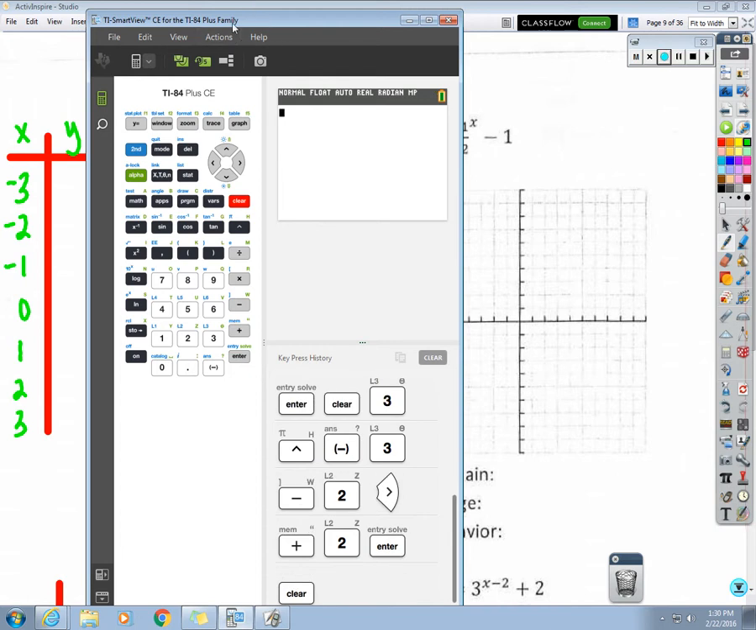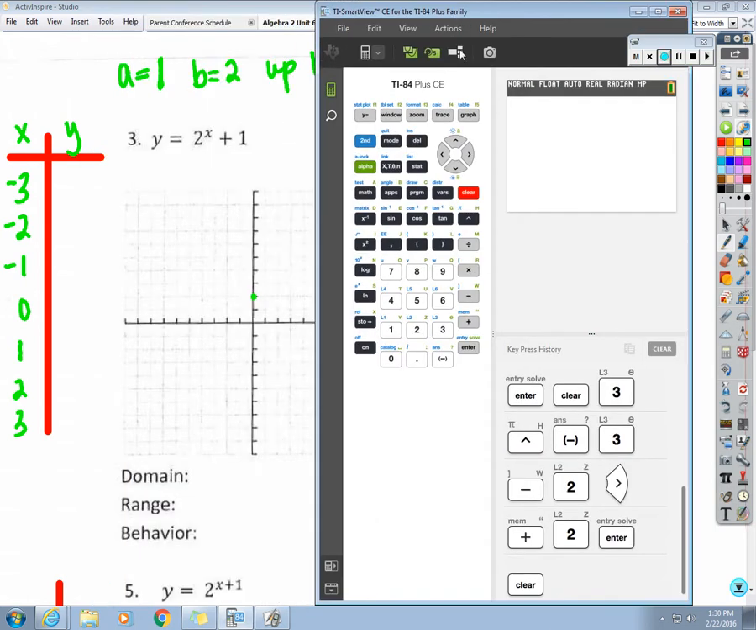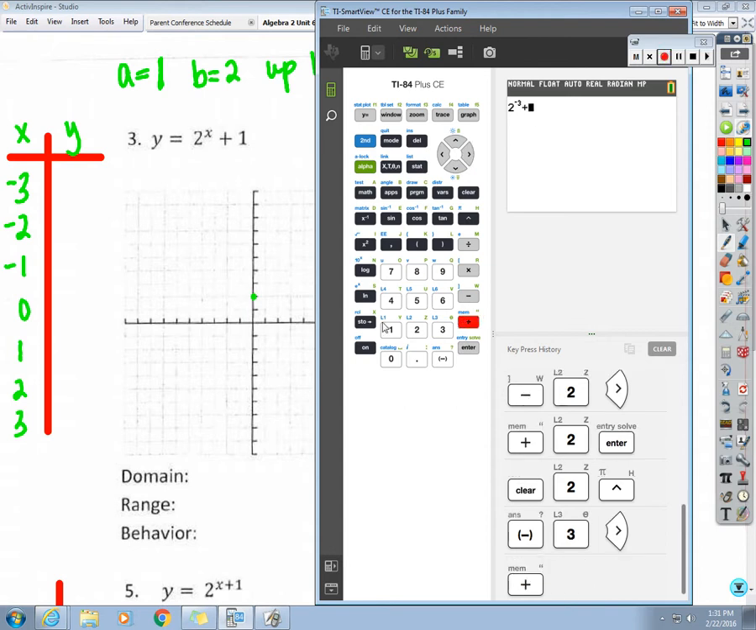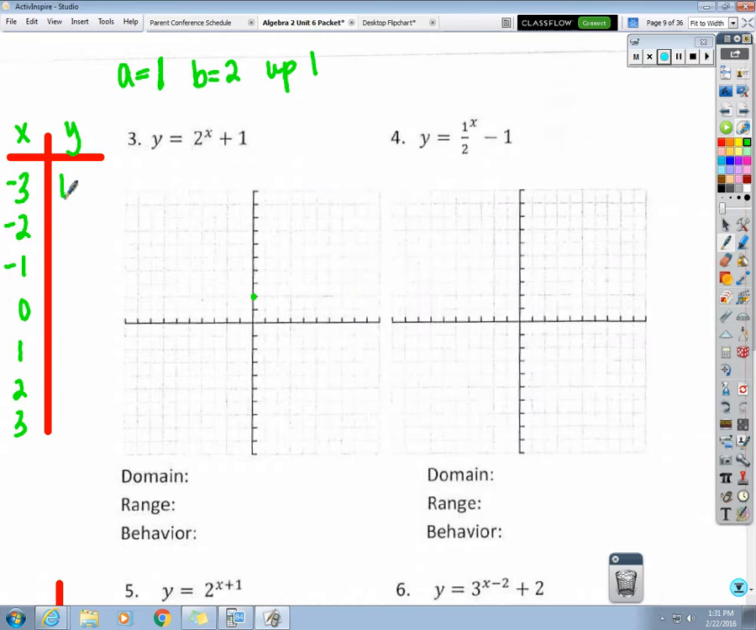Okay, let's talk about how we're going to plug those in. All I'm going to do is plug into this equation, okay? See this equation on the board? 2 to the x plus 1. But in the x place, I'm going to plug in my first x value, which is -3. Okay, but don't forget plus 1. 2 to the -3 plus 1 equals 1.125.